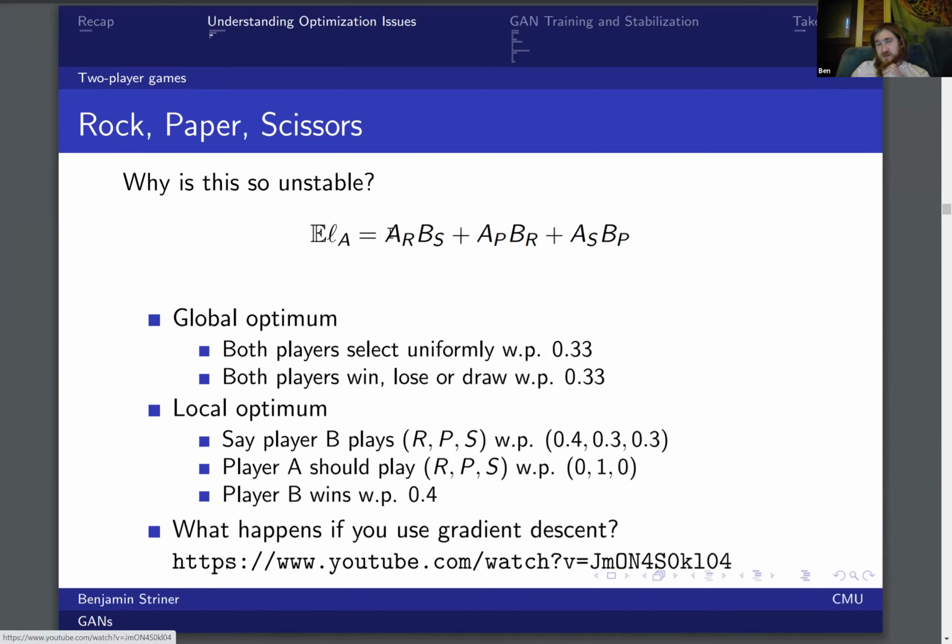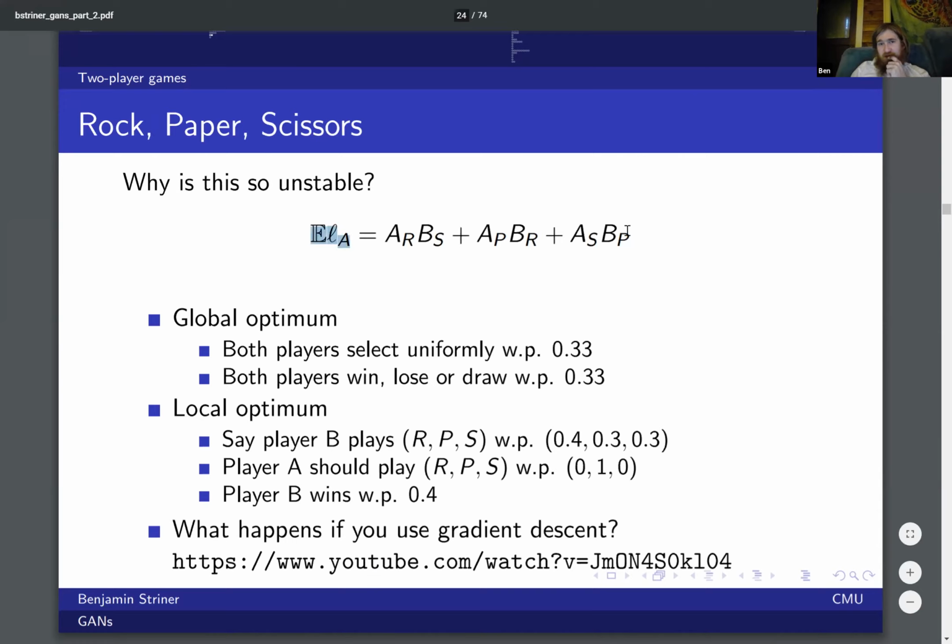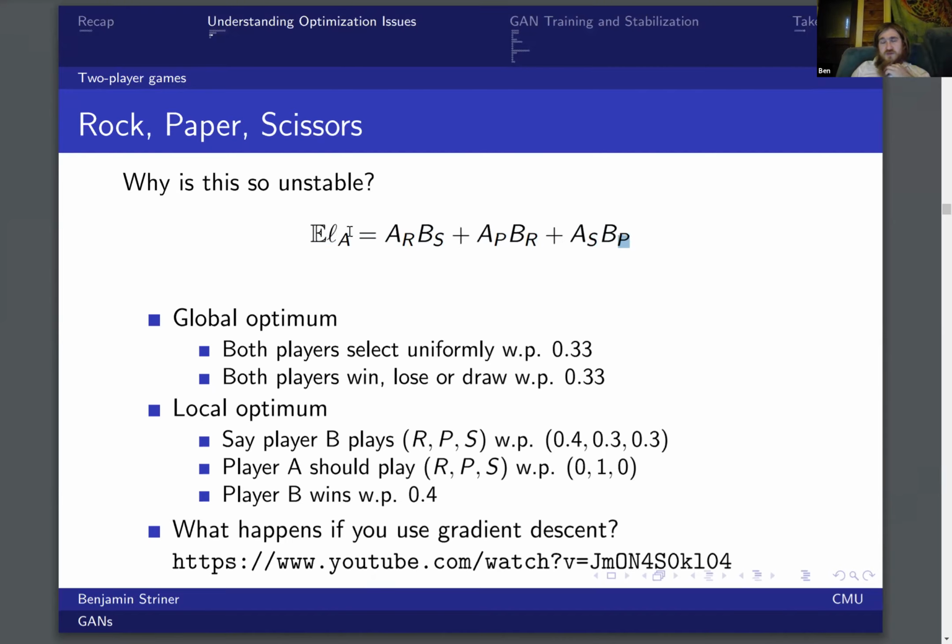person has, and I think this equation should make sense, which is the probability that A is going to win. The probability that A is going to win is the probability that A is doing rock times the probability that B is doing scissors, plus A doing paper and B doing rock, and A doing scissors and B doing paper. And if you add up those 3 likelihoods of winning, that is your likelihood of winning.